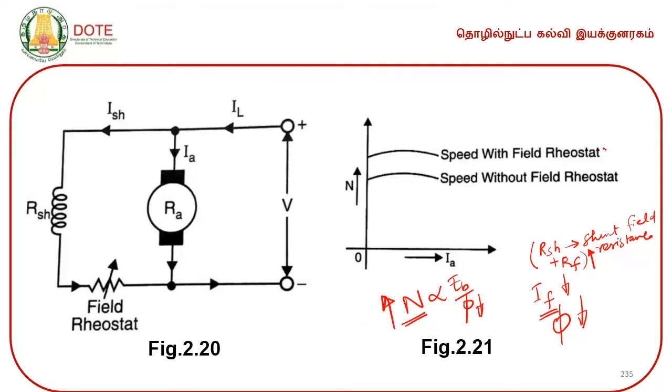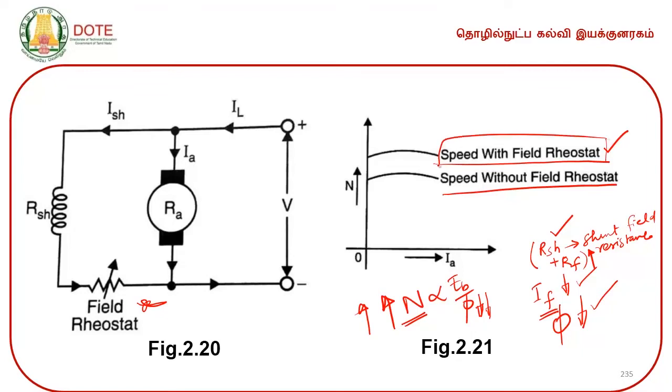This is clearly depicted by this curve. This is the speed without the field rheostat. Once the field rheostat is included here, the net effective resistance across the field is increased. So, the net effective current across the field is decreased. Because of that, magnetic flux is decreased. Once magnetic flux is decreased, the speed of rotation gets increased. So, this is the speed of rotation of the motor by including a field rheostat. You can increase the value of speed by introducing the field rheostat here, so that by varying this you can attain any number of speeds.